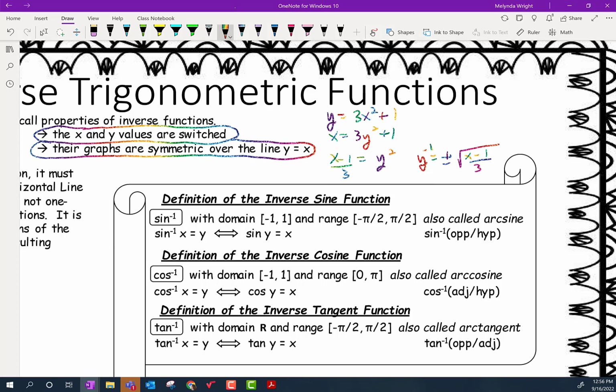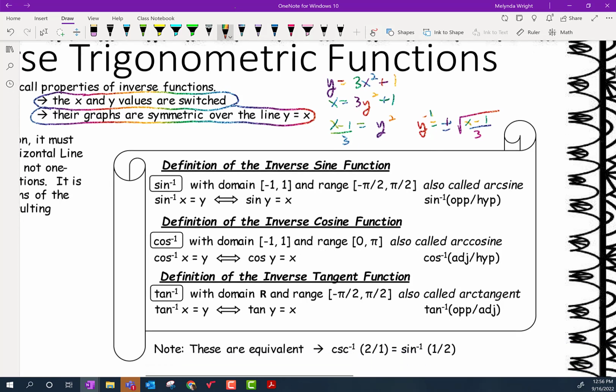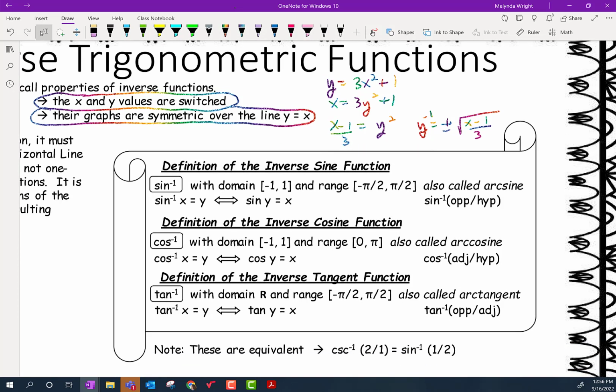So you can see that's exactly what we're doing here, where if we had sine of y equals x, and we just flipped it around, it would be arc sine of x equals y. So that's the relationship between them.